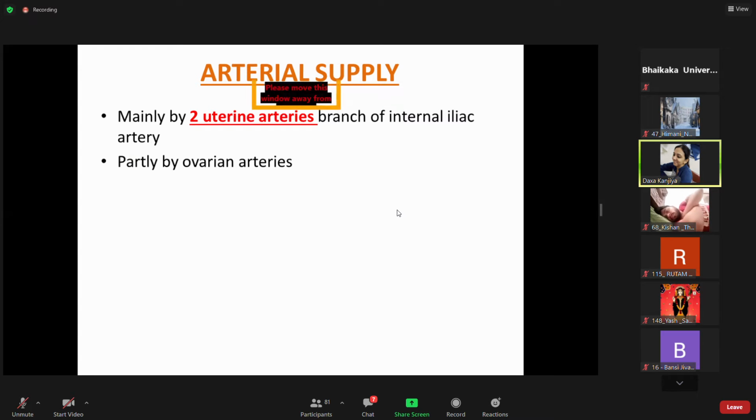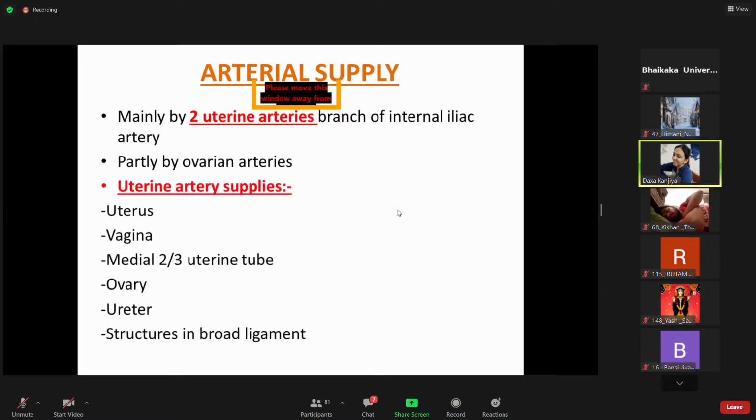And partially it is supplied by ovarian arteries. Other than the uterus, the uterine artery also supplies part of the vagina, the medial two-thirds of the uterine tube, ovaries, the lower portion of the ureter, and structures which are present in the broad ligament.